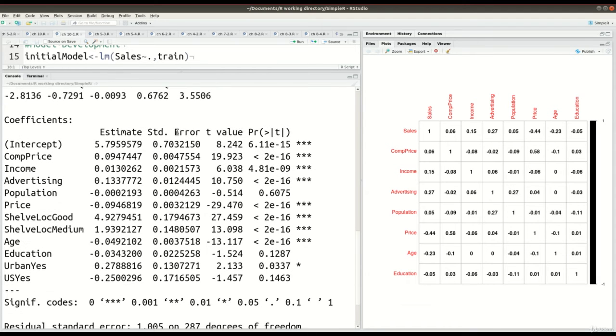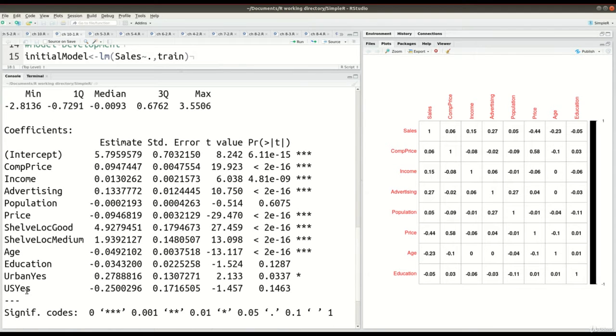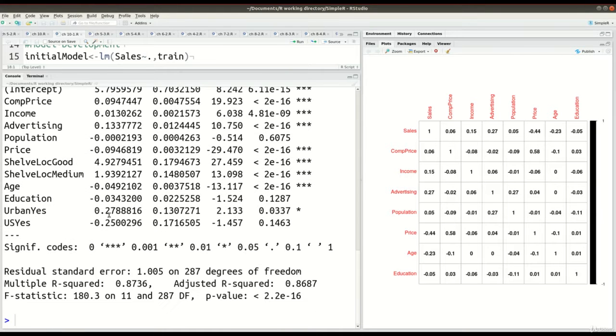Almost all the variables are significant here except whether or not the place is located in the United States. Education is not significant, so how much education a person has has no influence on sales of car seats, and the population has no influence there. Those are the ones that have no influence. But overall, this model is relatively powerful, at least for the social sciences, with an R-square of 0.87, which means that 87% of the variance is explained by the variables in the model. So that's looking actually very good.